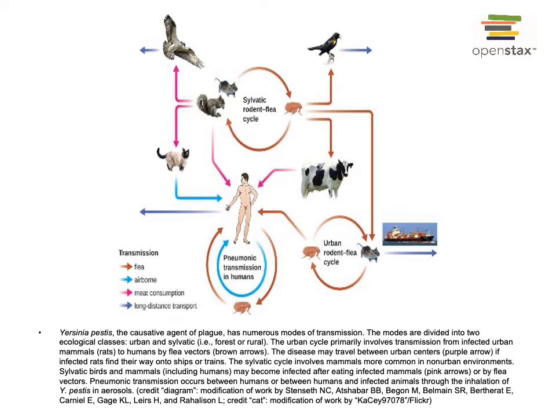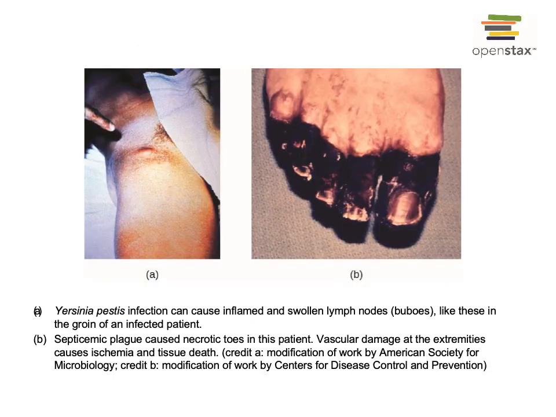This is an image from your book that shows the life cycle of Yersinia pestis, how it can infect animals and then fleas can bite it and it can transfer to other animals or it can transfer to humans, and how it can grow and reproduce and spread throughout the body. In this image from your textbook, you can see in A where Yersinia pestis has infected a lymph node and caused inflammation and swelling and pus to have filled up within that lymph node, and you can see that they're very swollen in the patient.